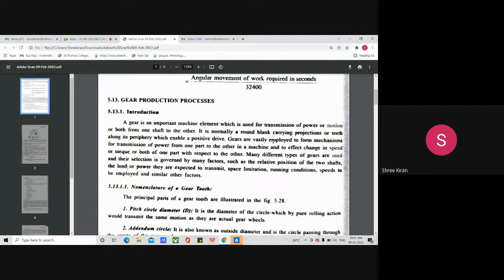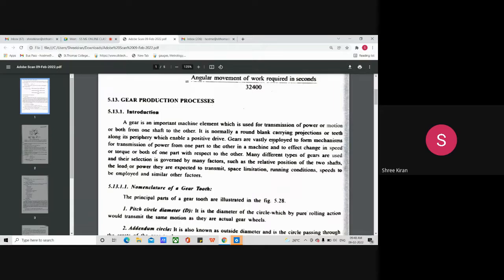Many different types of gears are used, and the selection is governed by many factors, such as the relative motion of the two shafts, load, power, etc.